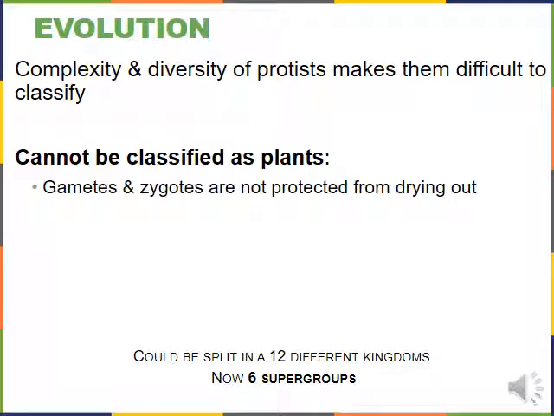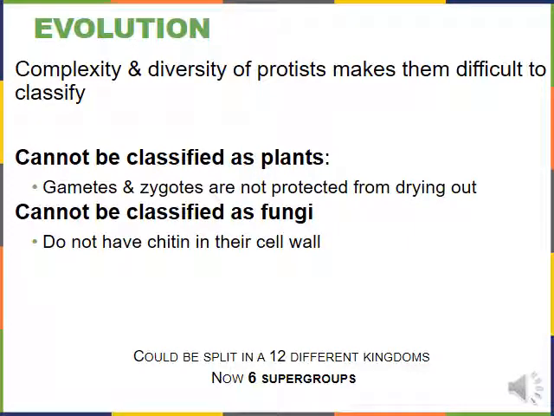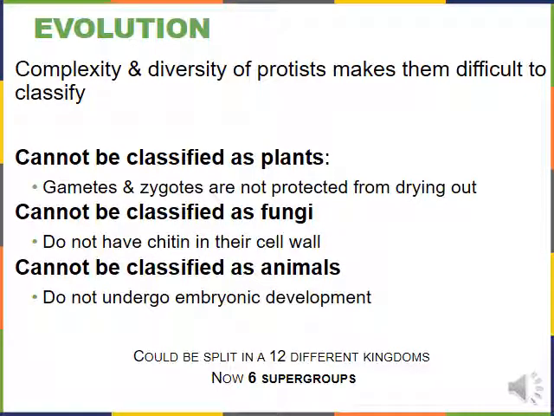And so they cannot be classified as plants because the gametes and zygotes are not protected from drying out. They really can't be classified as fungi because they do not have chitin in their cell wall. And they cannot be classified as animals. They do not undergo embryonic development. So there's really been a very long-standing question of where do we place these unique organisms? And typically we think of them as being some plant-like, some animal-like, and some have tendencies of other ones. We'll talk a little bit about that today.